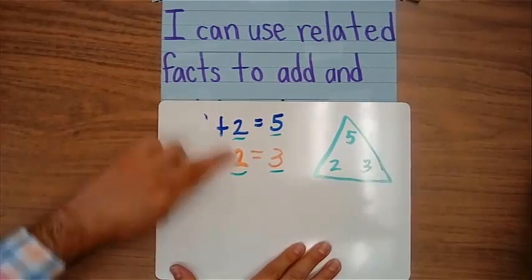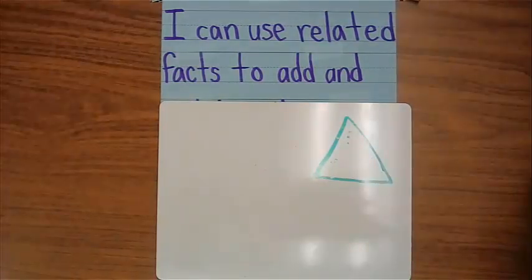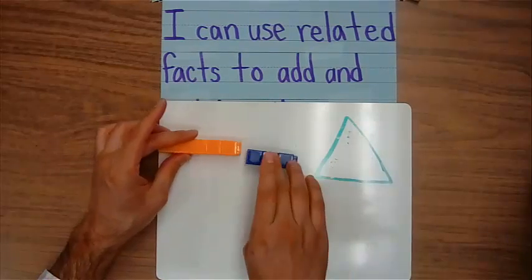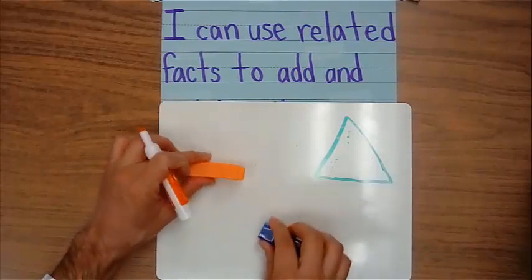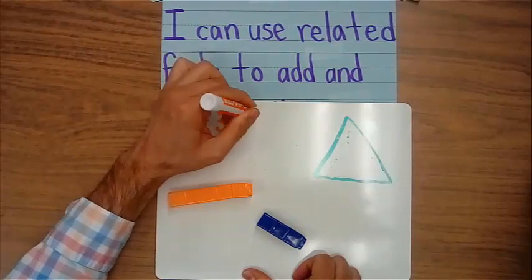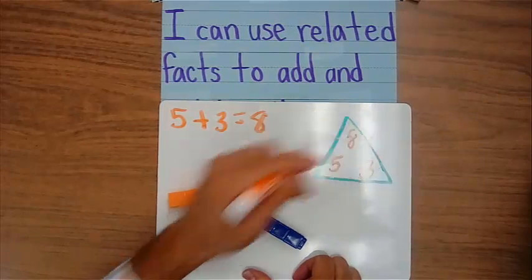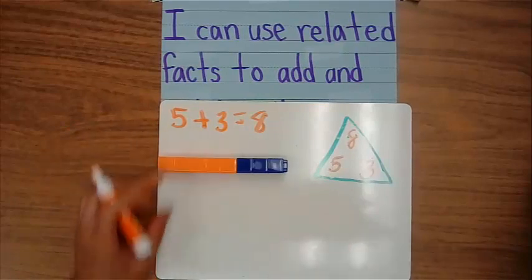Okay, so what if we had this other one? Let's try a different one. What if we had 5 plus 3? So 5 plus 3 makes 8, if you count those. So we could say 5 plus 3 equals 8. I know those are my family members, 5, 3, and 8.